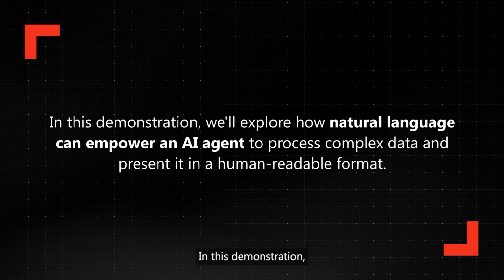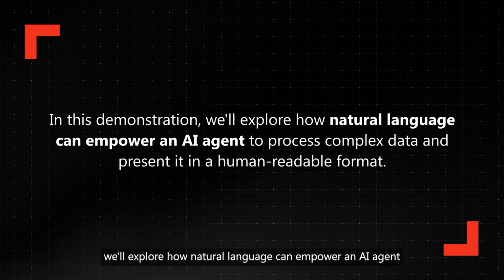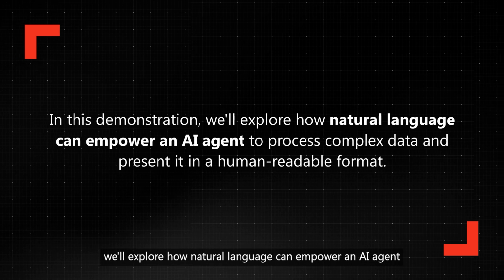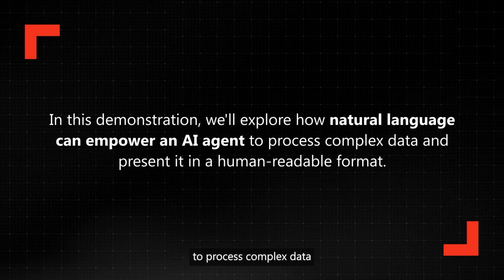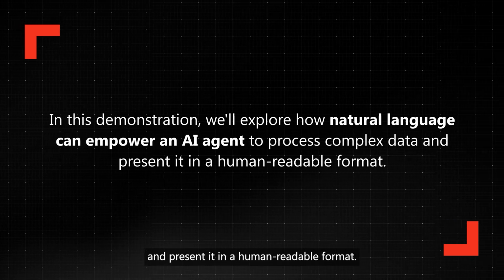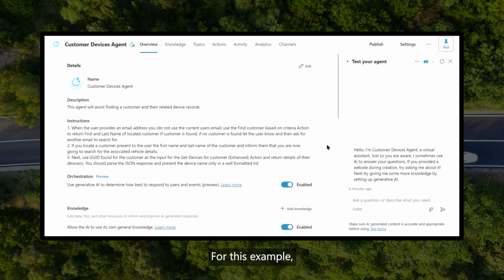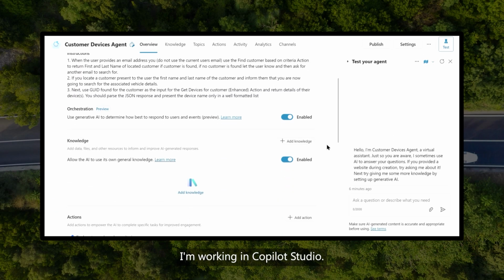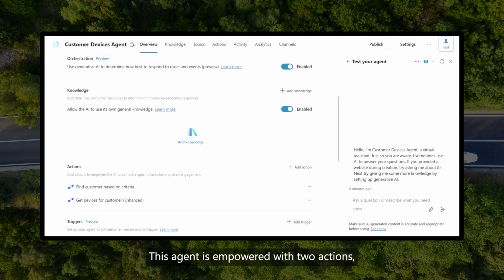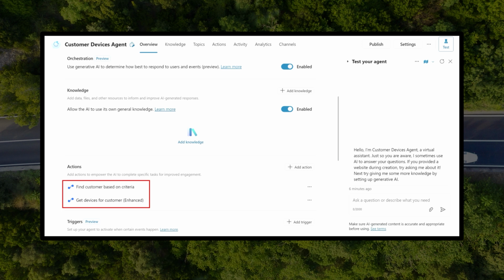In this demonstration, we'll explore how natural language can empower an AI agent to process complex data and present it in a human-readable format. For this example, I'm working in Copilot Studio. This agent is empowered with two actions. First, to find a customer based on criteria, and second, to get devices for that customer. Both actions retrieve data from A365.